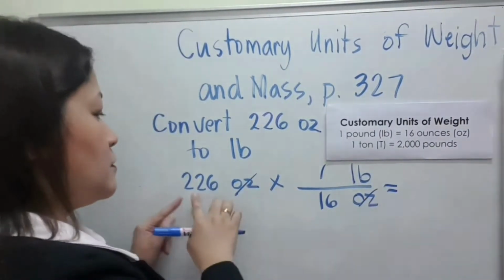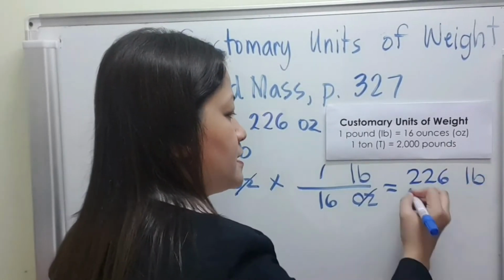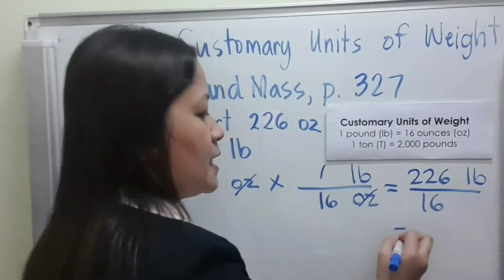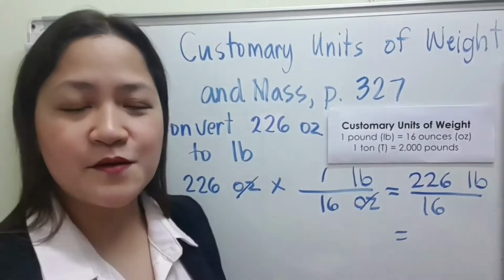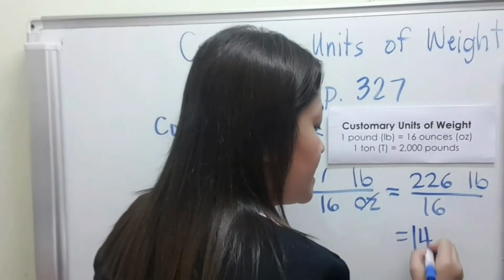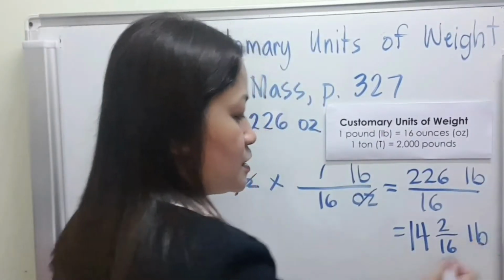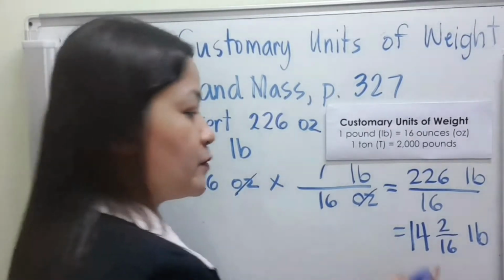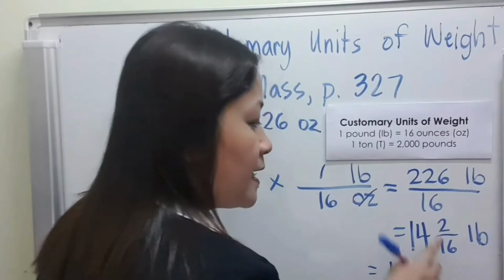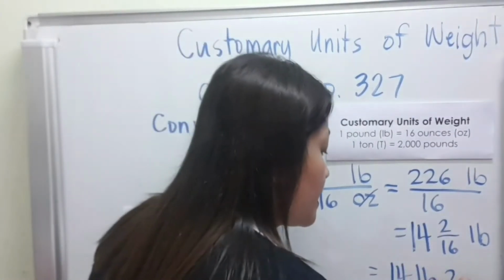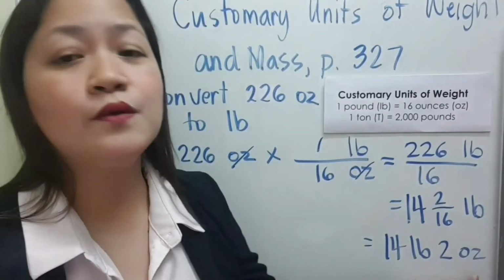Then multiply. So 226 times 1 is 226 pounds over 16. Now, it's time to divide 226 by 16. So that gives us 14 and 2 over 16 pounds. So that means there is 14 whole number. So 14 pounds. And the remainder, that is 2, is for the ounce. So it is 14 pounds and 2 ounces.